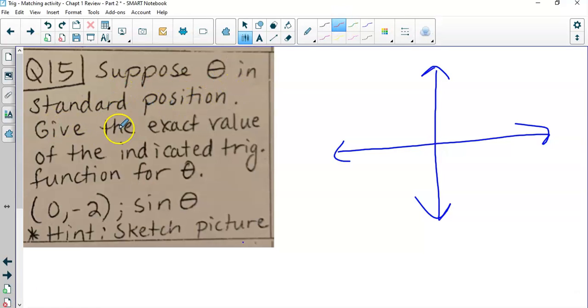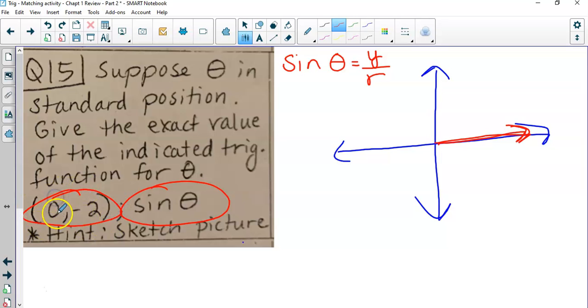Okay, suppose theta is in standard position. We're going to give the exact value for the indicated trig function. We're looking for the sine of theta. Remember, the sine is the y over the r. So we do need to draw the triangle as we're drawing this picture. So I'm going to draw my angle. And it says this time at the point (0, -2). So (0, -2) means I'm going over none and then down 2 units. So this would be (0, -2). I'm going to draw my angle through that.